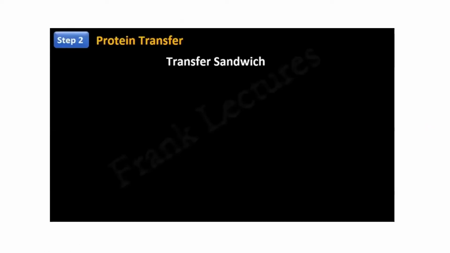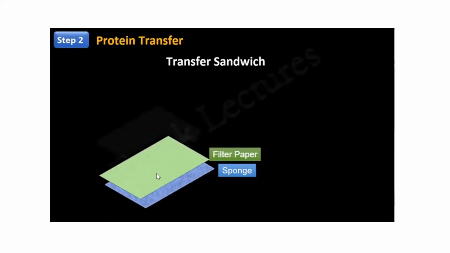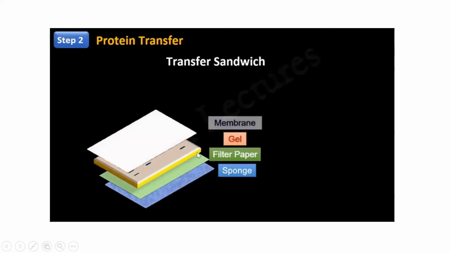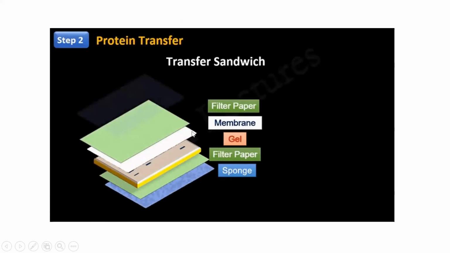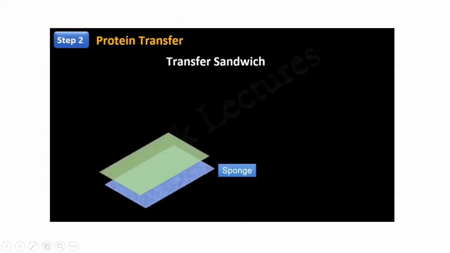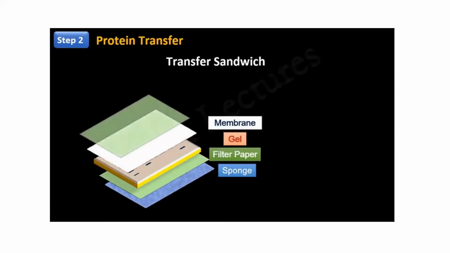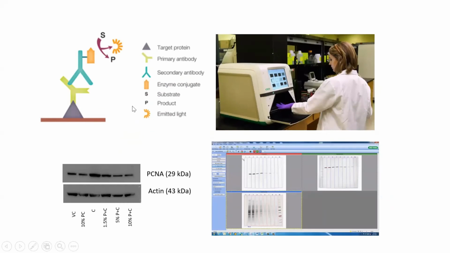Then this blot is used for further research. This is just a small video where this is a sponge, this is filter paper, this is gel, then membrane, again filter paper, again sponge, and then the proteins are transferred from gel to a membrane. Now these blots are used for immunoblotting.